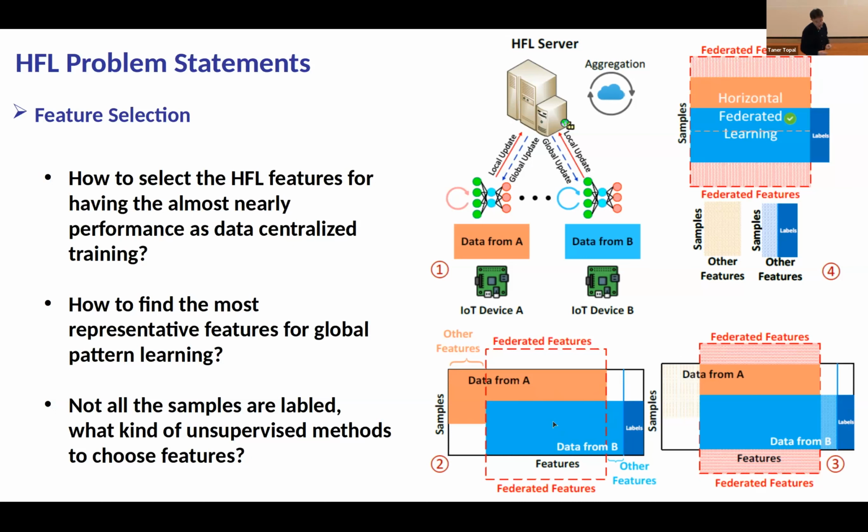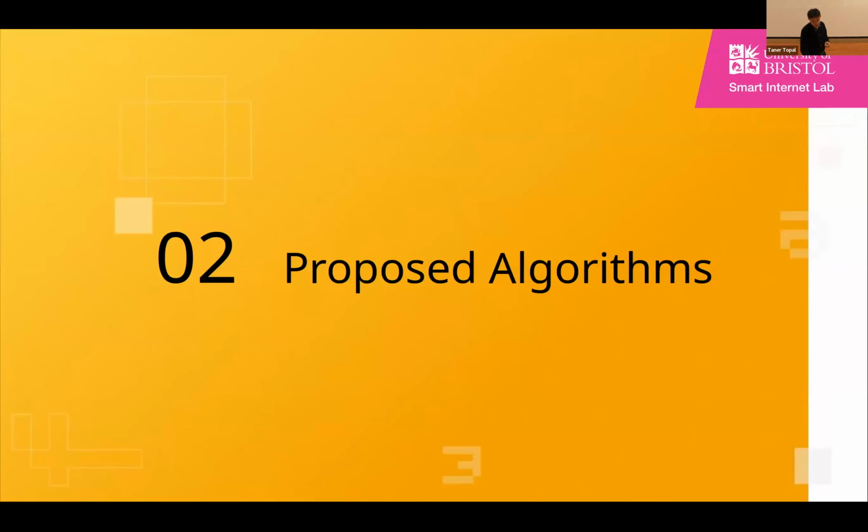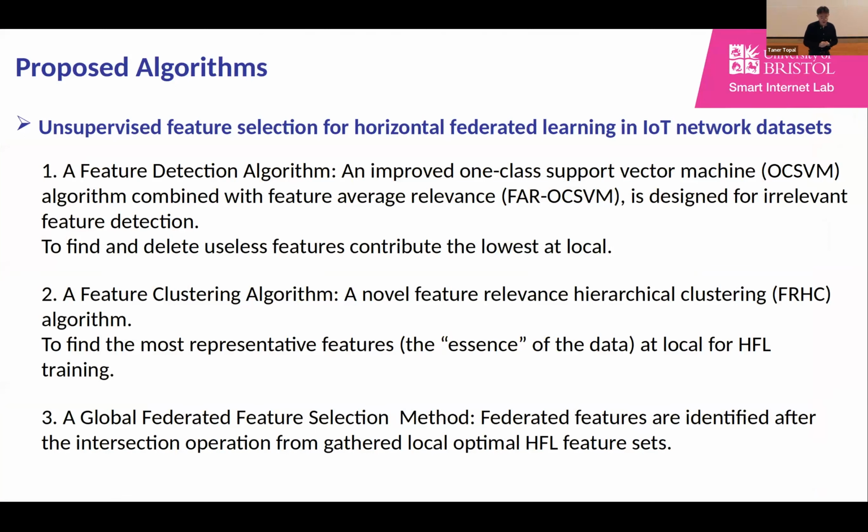We can do this. Not all of these samples are labeled, so we don't know which features are good or not. So what kind of method do we need to use? We need to use unsupervised methods. So we propose three steps to find these overlapping features.